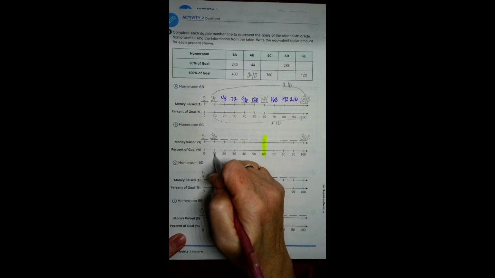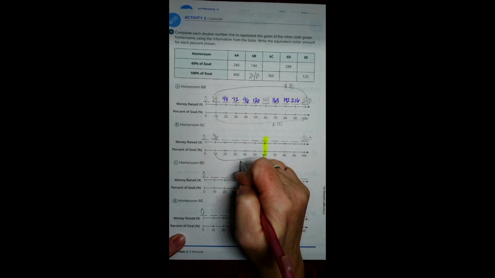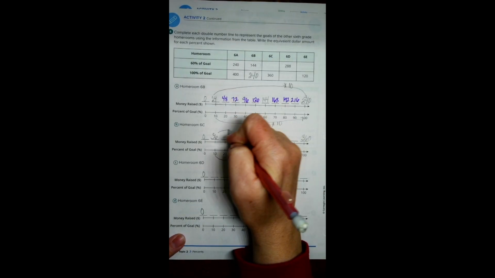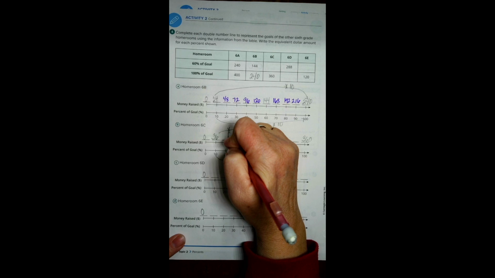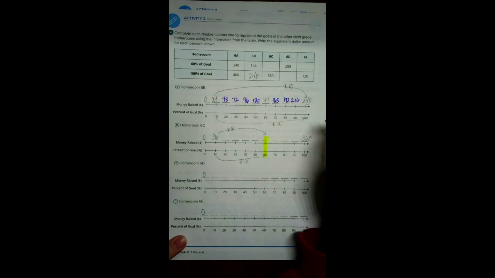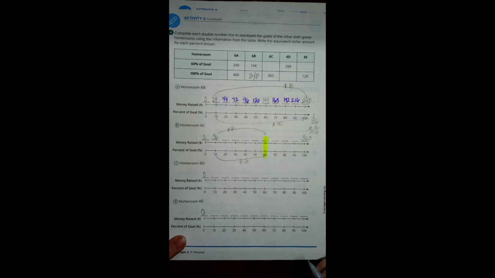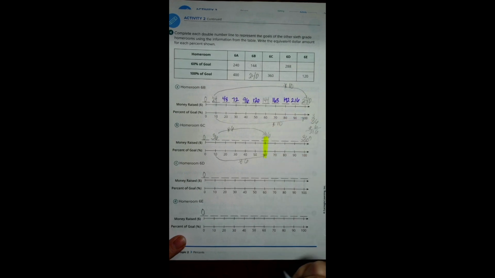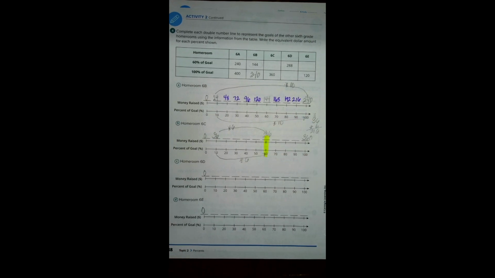So how do you go from 10 to 60? We do a times 6. So here we can do a times 6. So 36 times 6, I'm going to put that right here, 36 times 6. 6 times 6 is 36, carry a 3. 6 times 3 is 18, plus 3 is 21. So that should be 216 right here.